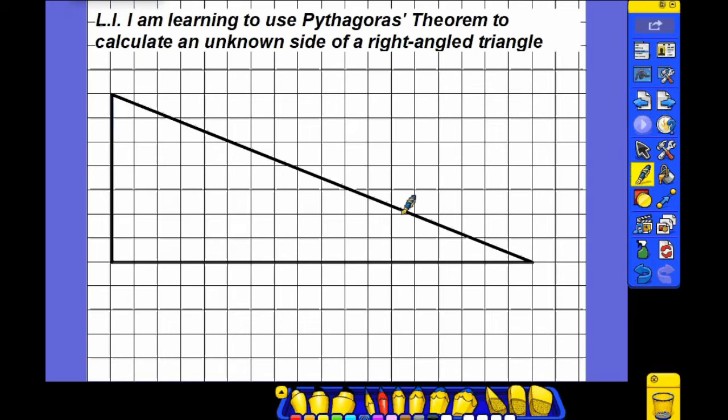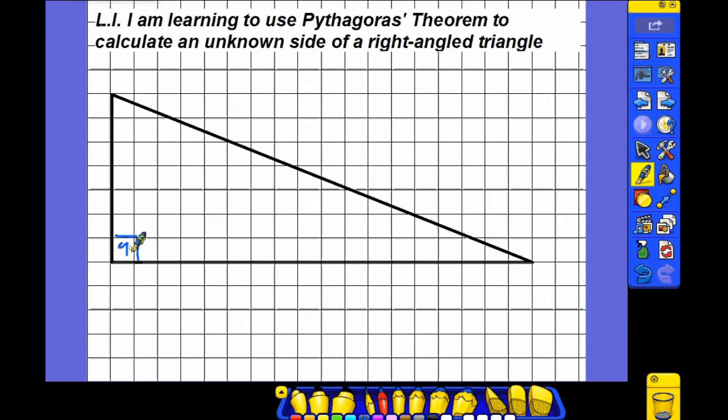If you're perfectly comfortable with algebra and square numbers, then you easily know everything that you need to know in order to solve problems involving Pythagoras Theorem. So let's get started. We have here a right-angle triangle. It has to be a right-angle triangle for Pythagoras Theorem to work.